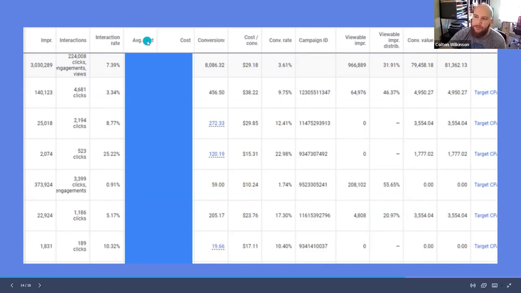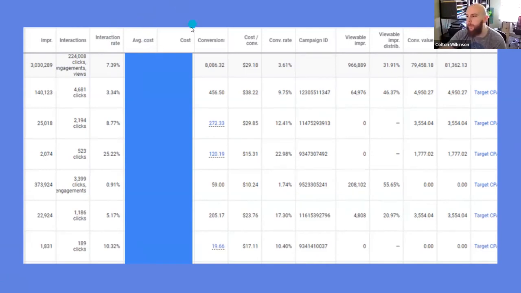You'll see your average cost for that campaign or that ad group, your actual cost, and then the amount of conversions you got for that campaign, the cost per conversion. So that's, again, just the cost, this column divided by this column, essentially. Your conversion rate, campaign ID is just a technical thing.